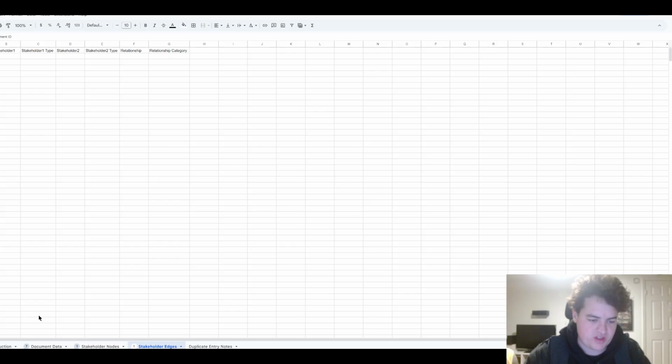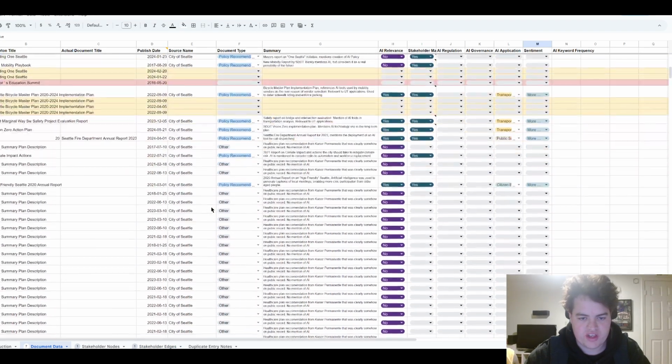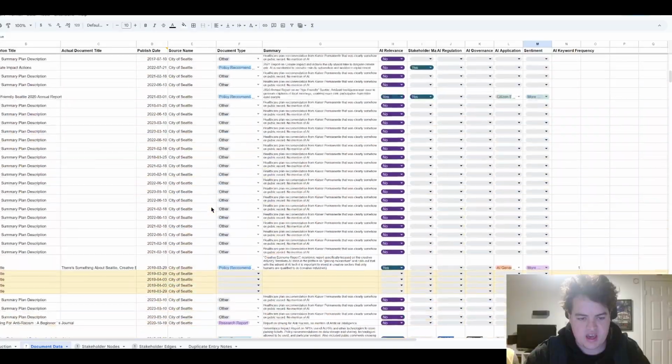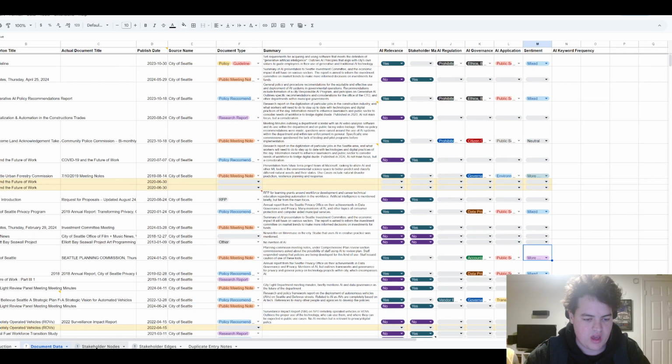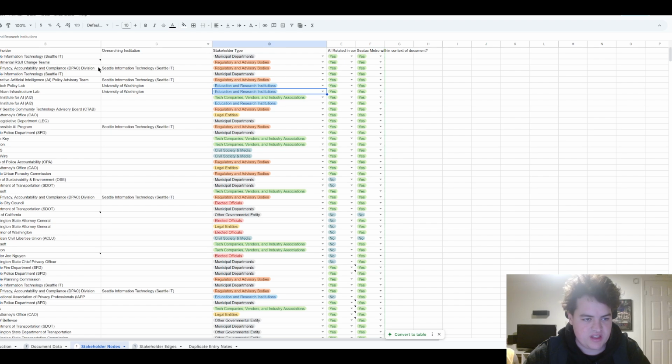So for this project, I looked at over 160 public record documents. I classified their relevancy to AI, and then I mapped the stakeholders inside each of the documents. I mapped the type of stakeholder that they were and which document they were a part of.